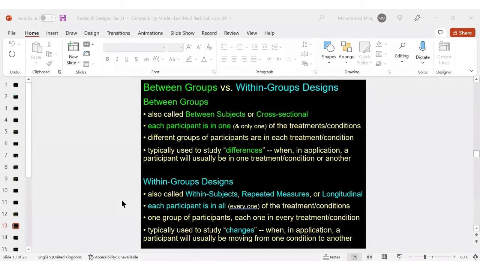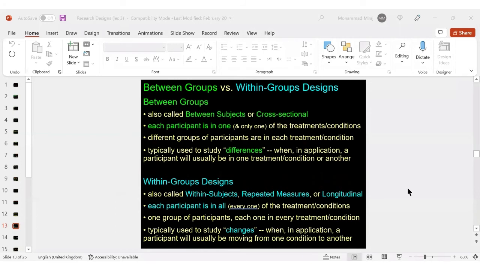Sir, actually repeated observation of the same variable. Yes, very true. So that is basically your within subject repeated measure, that is also known as repeated measure or longitudinal study. Okay, is it clear? Yes, sir.